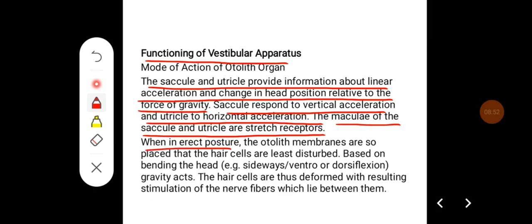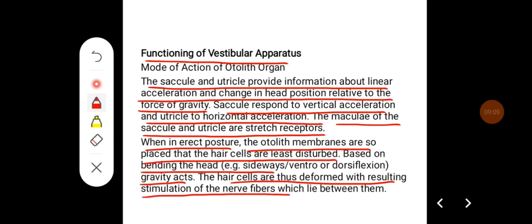When in erect posture, the otolith membranes are so placed that hair cells are least disturbed. Based on the bending of the head, that is sideways or ventro or dorsiflexion, the gravity acts. The hair cells thus deform, resulting in stimulation of the nerve fibers which lie between them.